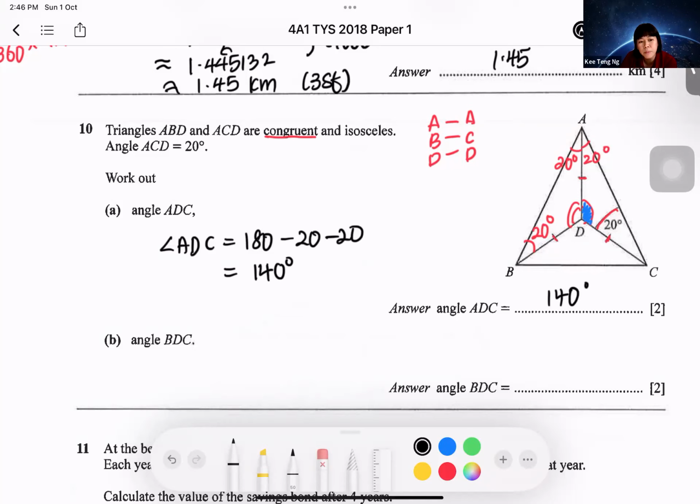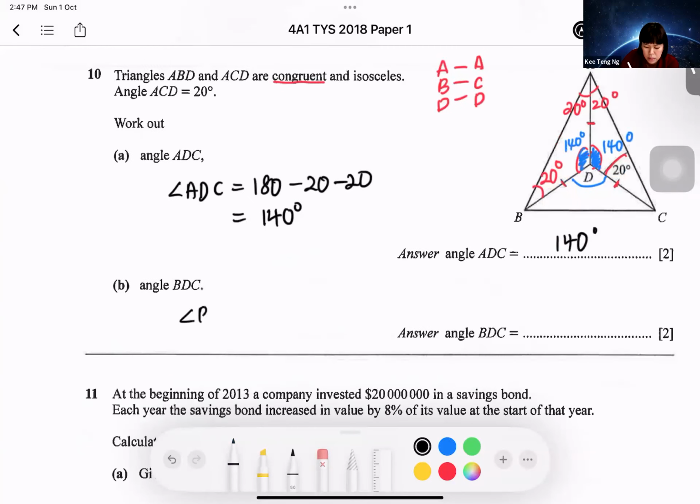Next, find angle BDC. So if I know this angle is 140 and it's congruent, so this one also is 140, then how do I find angle D? The sum of angles at one point all forms a circle. That one will be total of 360 degrees. So angle BDC will be 360 minus 140 minus 140, angles at a point. So this one will give me 80 degrees. Have you gotten the answer?